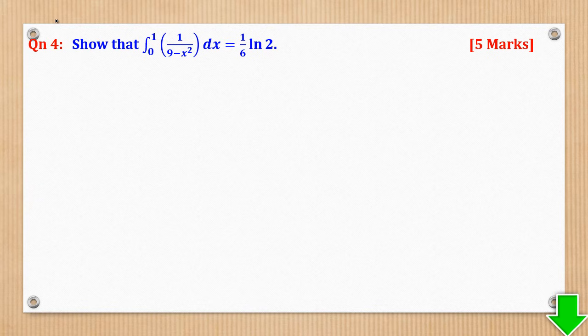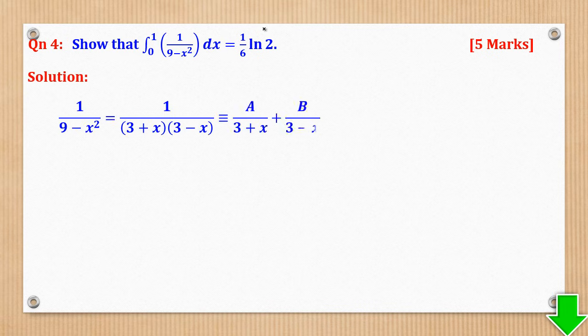Then question 4 says, show that the integral of this with respect to x is equal to 1 over 6 ln 2. One thing you should realize is that the denominator can be factorized, as a difference of two squares, to give you this, and because it can be factorized, it becomes partial fractions. So we're going to decompose it into partial fractions. Equating the numerator, we come up with that. Then you put in different values.